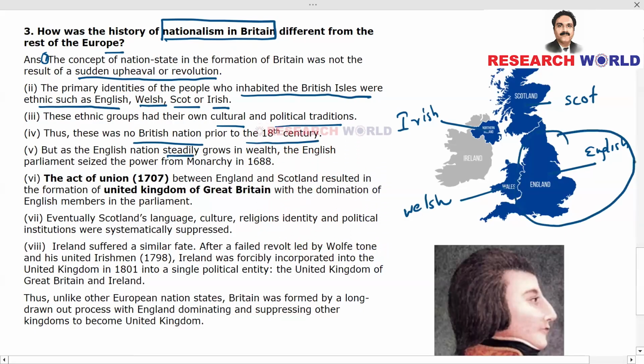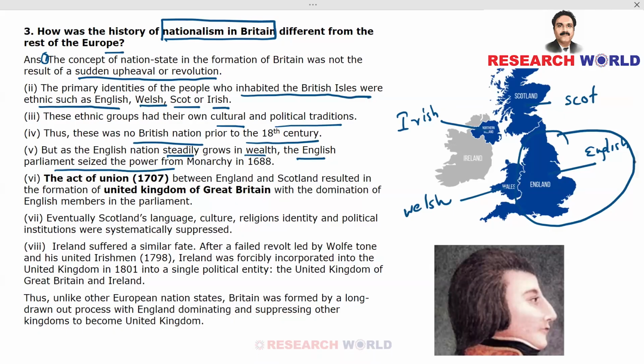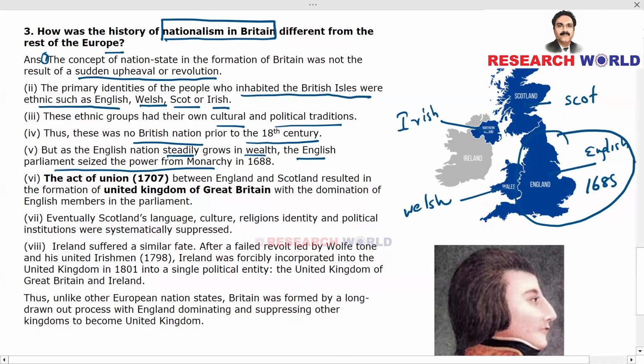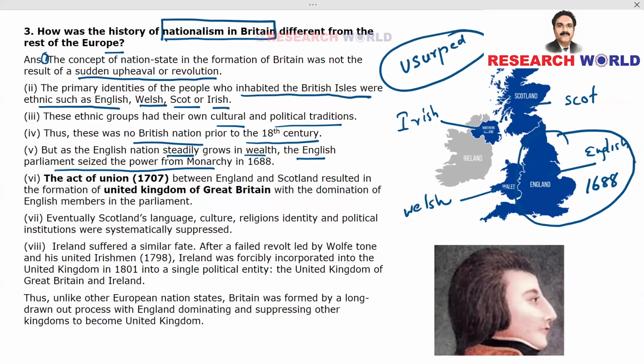It has become more and more powerful. Grew in wealth. The English Parliament seized the power from monarchy in 1688. The Parliament usurped power. All right. It seized power or usurped power from the monarchy in 1688.